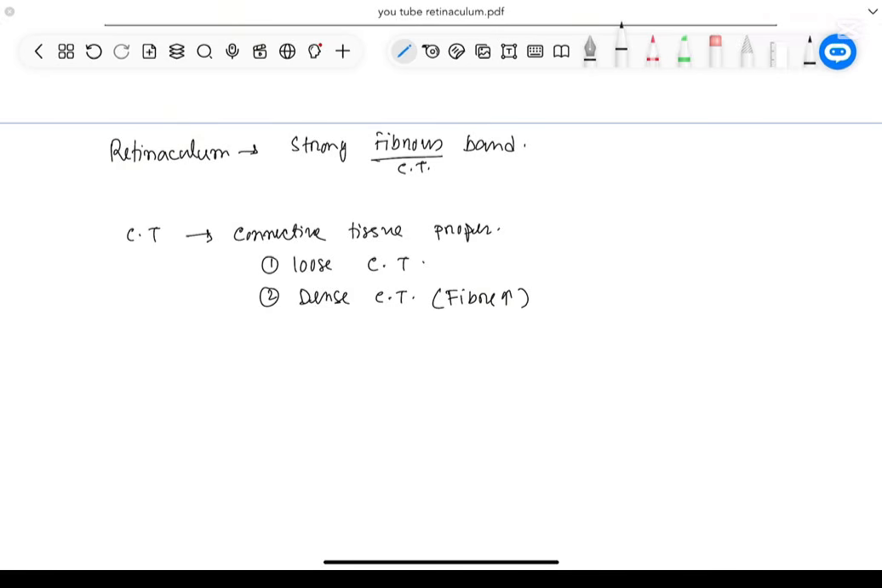We know the dense connective tissue has more fibers. Now according to the fiber arrangement, the dense connective tissue can be of two types. One is irregular dense connective tissue, another one is regular dense connective tissue. Here we also have to remember the fiber types can vary. It can be reticular fiber, it can be collagenous fiber. I am writing in shortcut.